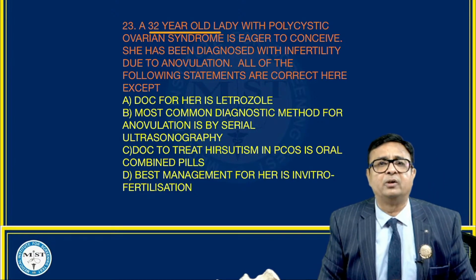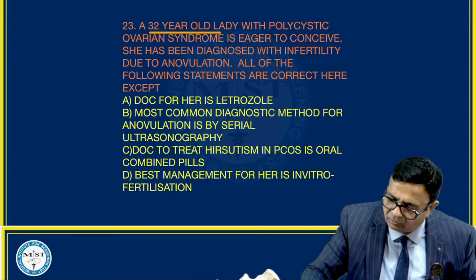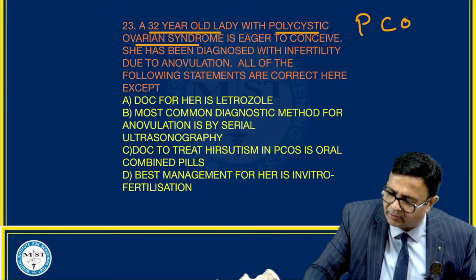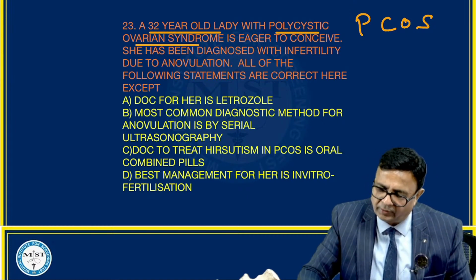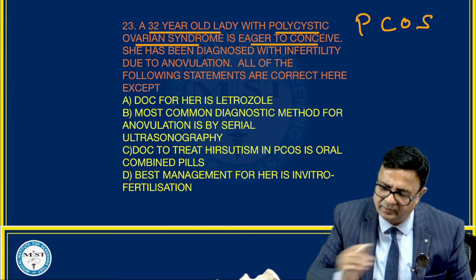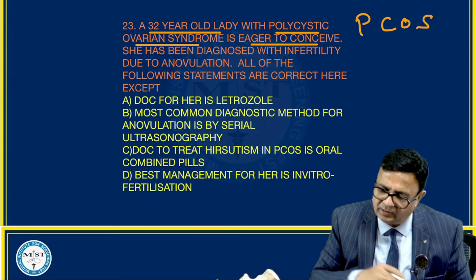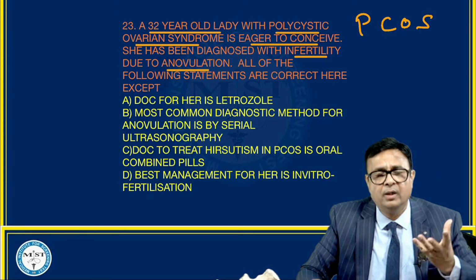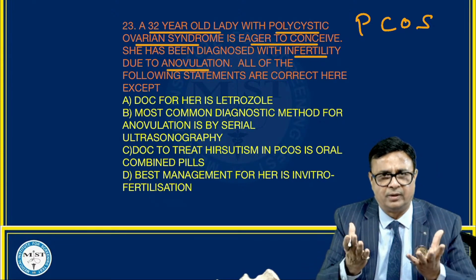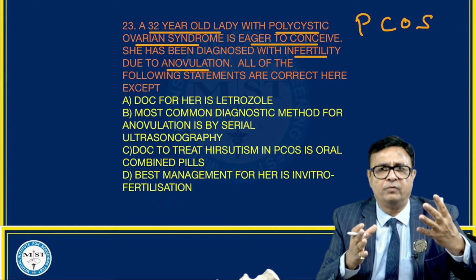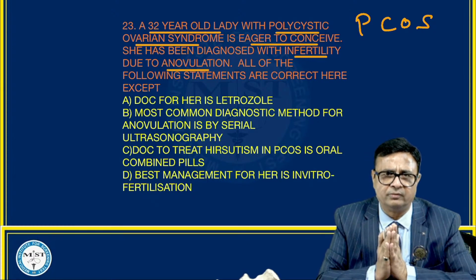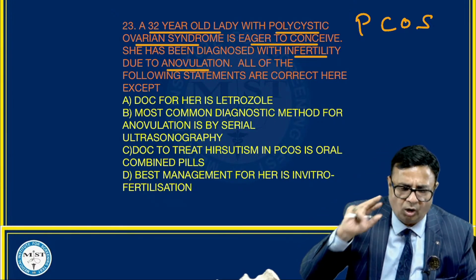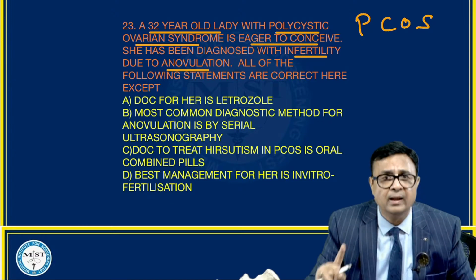A 32-year-old lady, who has been diagnosed with polycystic ovarian syndrome, is eager to conceive. She has been diagnosed with infertility due to anovulation. We know that the most common cause of anovulation is polycystic ovarian syndrome. All of the following statements are correct here, except.